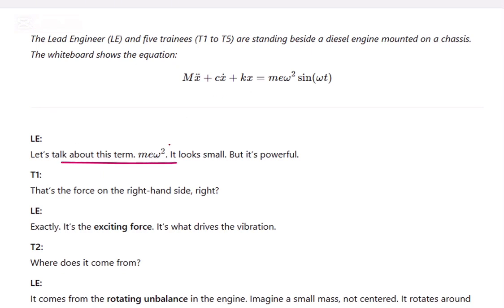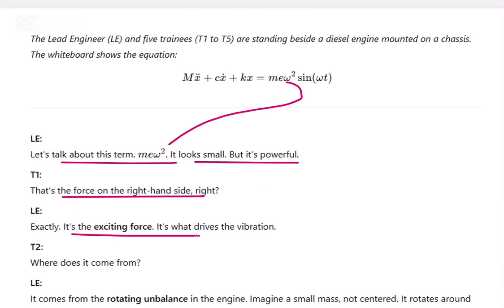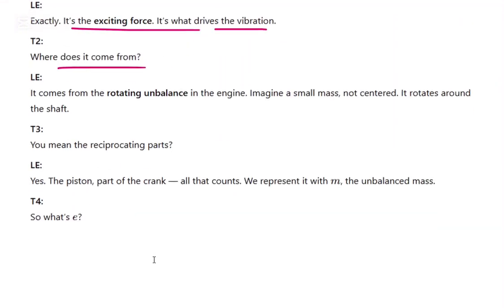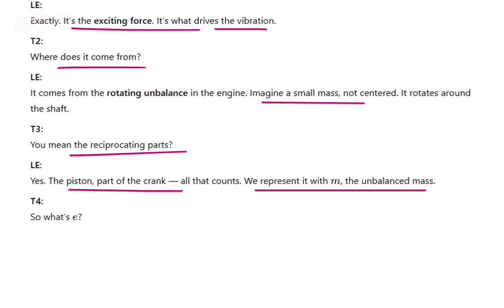Let's talk about the term m e omega squared. It looks small but it's powerful. It's the force on the right hand side. That's the exciting force. It's what drives the vibration. Where does it come from? It comes from the rotating unbalance in the engine. Imagine a small mass not centered. It rotates around the shaft. You mean the reciprocating parts, the piston, part of the crank, all that counts. We represent that as m, the unbalanced mass.